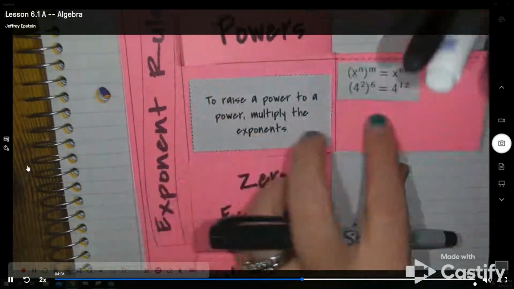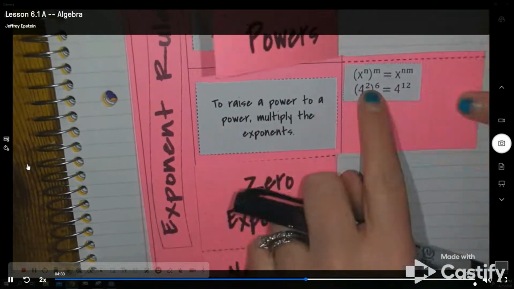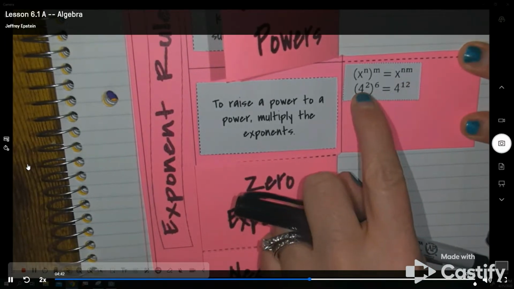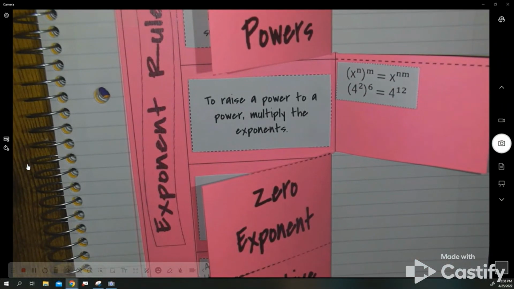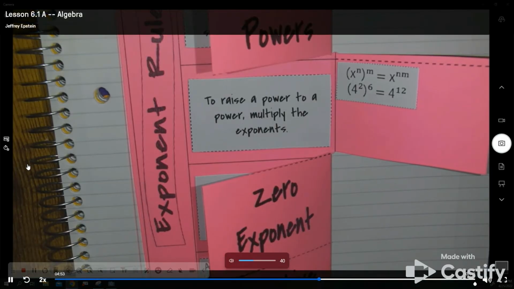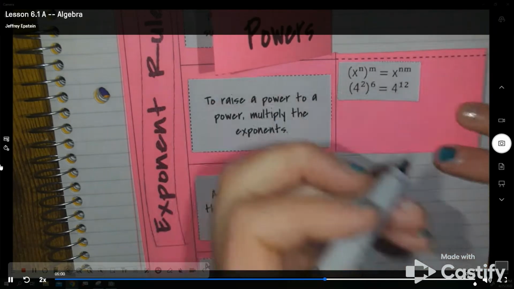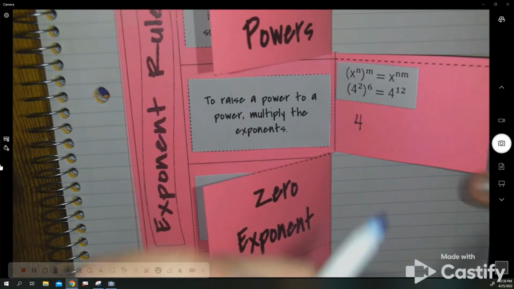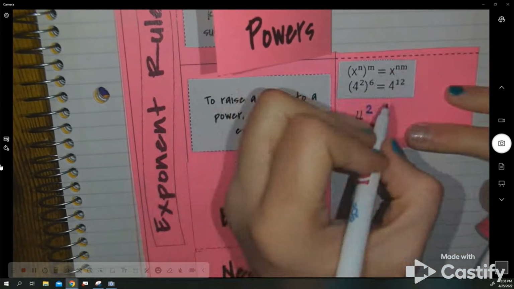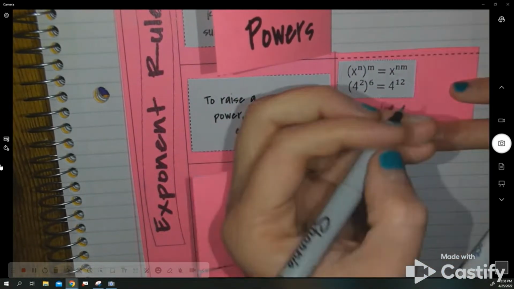For power of a power, we are raising a power to a power. In this instance, we're going to multiply our exponents. So I have 4 to the second raised to the sixth power. So it's kind of like when you do the distributive property and you multiply. So 4 to the second times 4 to the sixth is 4 to the 2 times 6. So 2 on the inside, 2 times 6 is where we get 4 to the 12th.